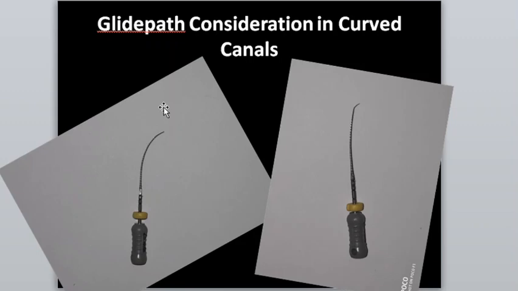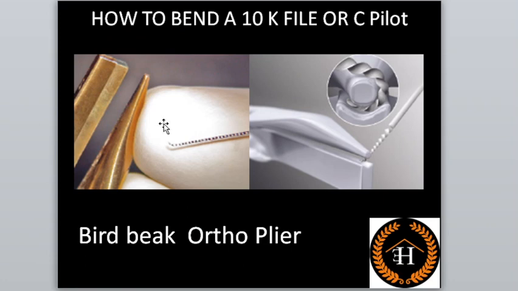The glide path considerations are as follows. Always try and use a curved file. A curved file is an intelligent file. You can have two types of bend: one is a sharp bend and one is a gradual bend. How to bend? You can bend a 10K file using a bird beak ortho plier.